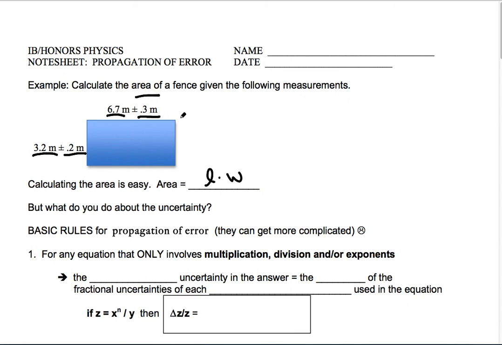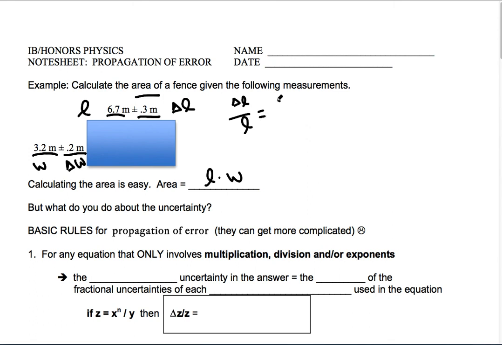Before we get there, let's just do a little bit of review. If the 6.7 is my length, then my 0.3 is my uncertainty in my length, so the expression that I'd use is the delta L. And if the 3.2 is my width, then the 0.2 is going to be my uncertainty in my width, also known as my absolute uncertainty.